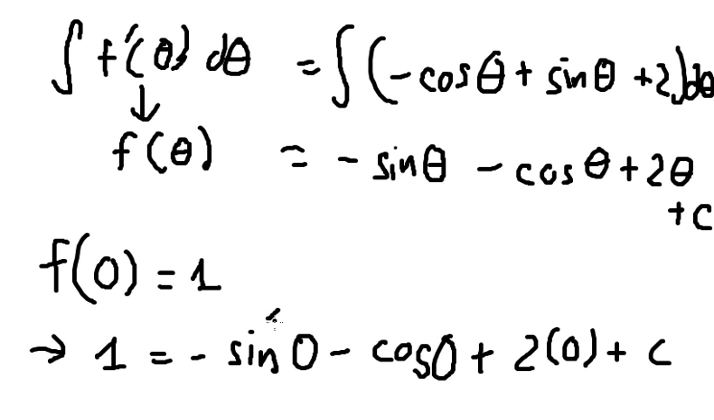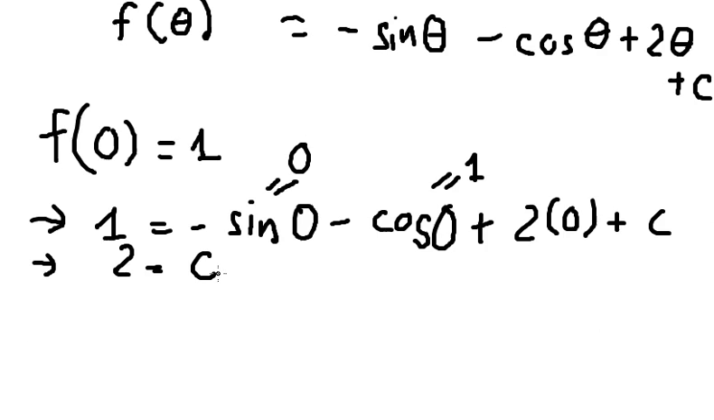So this one, we have 0. This one, we have 1. Negative 1 goes to the left. 1 plus 1, we have 2. And we have 2 equal to c. And now we have the final answer.